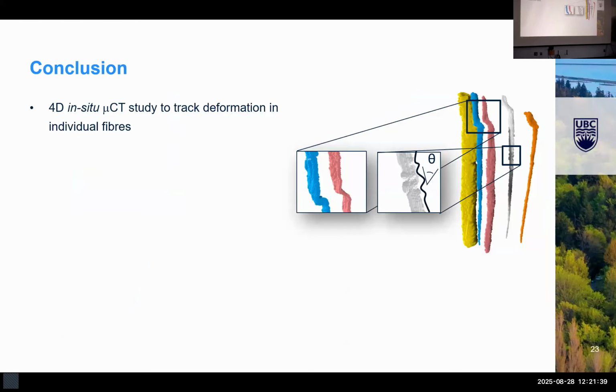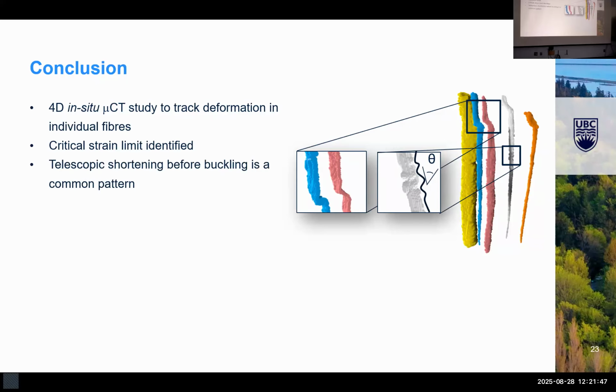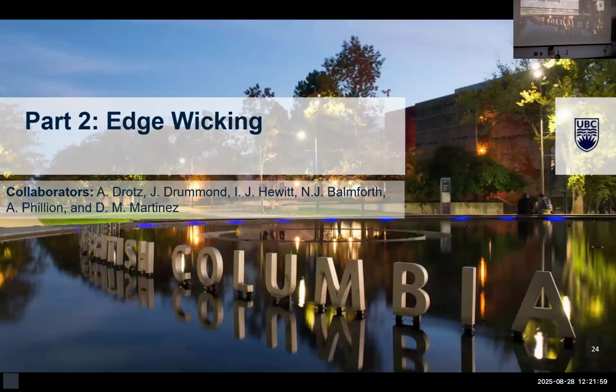So this was just one example of how we can use micro-CT to study dynamic processes in porous materials. We were able to identify this critical strain on it. Notice that this telescopic shortening before buckling is a pretty common pattern. I won't get into the results too much beyond that, but if you want more information, look up our publication. I'll now move on to our edge wicking study.